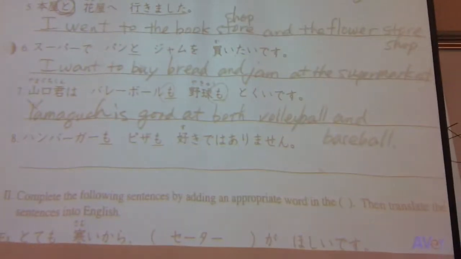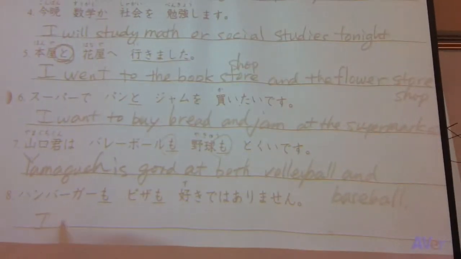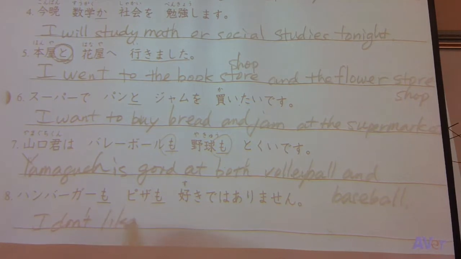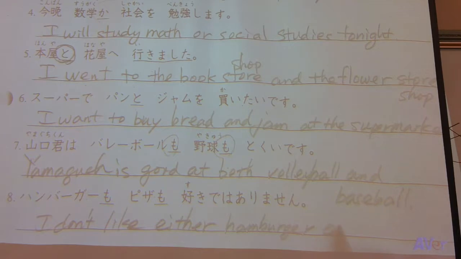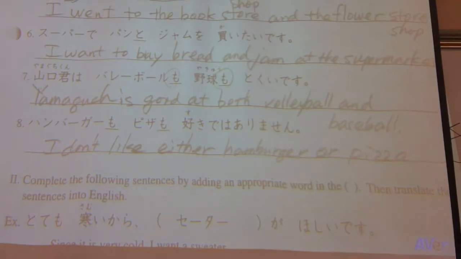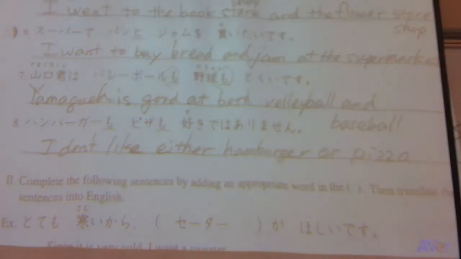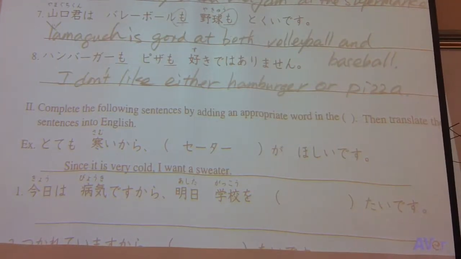Okay? Hamburger mo pizza mo suki dewa arimasen. I do not like both hamburger and pizza. Okay, I don't like. So both? I don't like hamburger and pizza. Okay. So in English, I don't like either hamburger or pizza. Okay. So I don't like either hamburger or pizza. もう好きではありません.